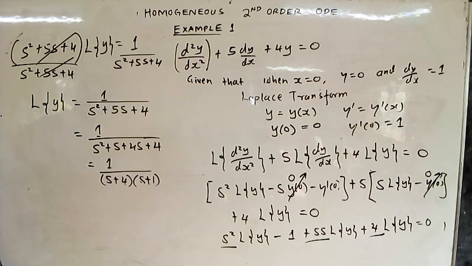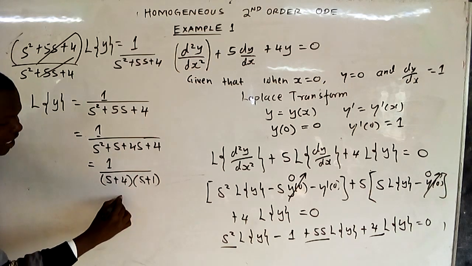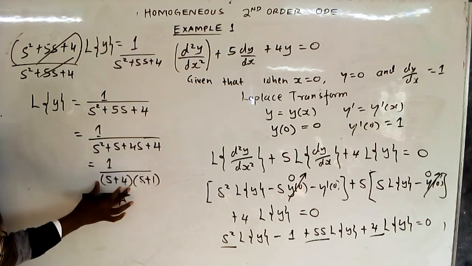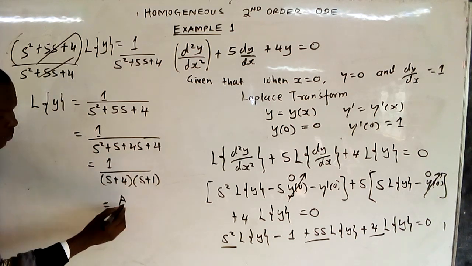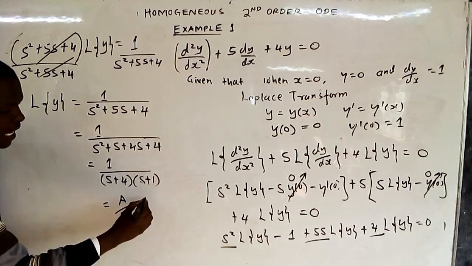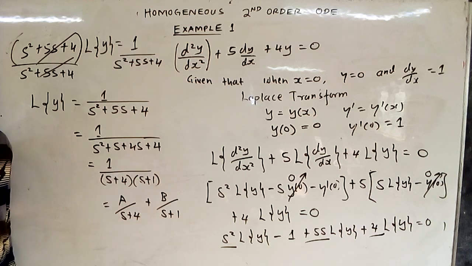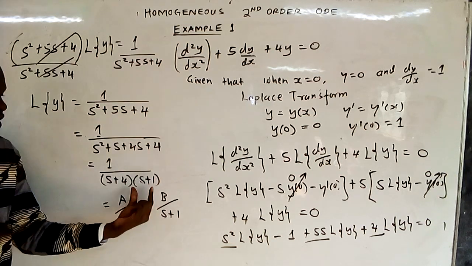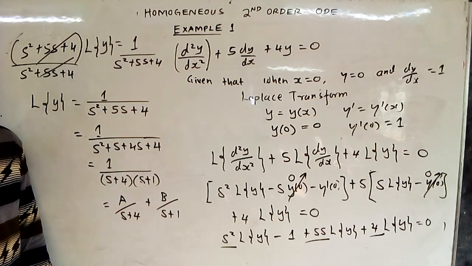Then, you go to partial fraction. So you want to resolve this into partial fraction because it is a product. This is a linear factor, this is a linear factor, isn't it? Yes. So resolving linear factor into partial fraction, it is A over s plus 4. You are done with the first linear factor. Then it is plus B over s plus 1, isn't it? Yes. You are resolving because this one is also a linear factor.